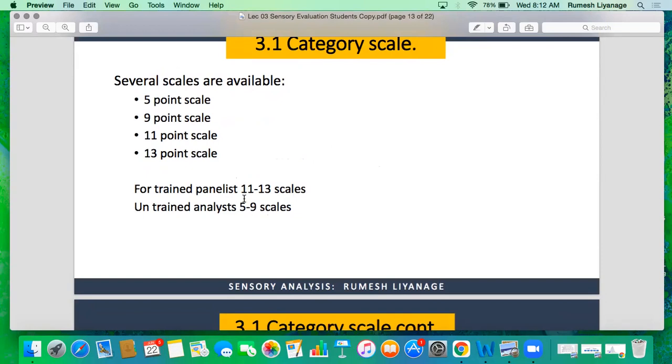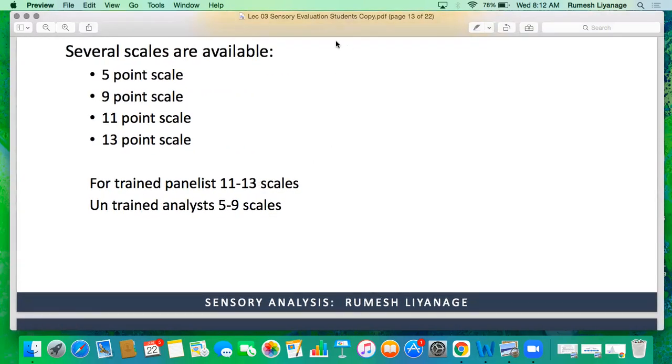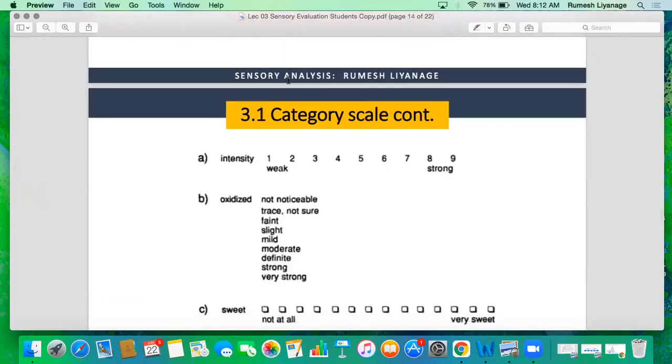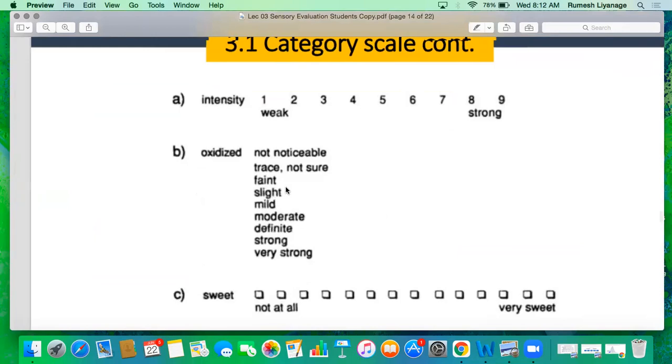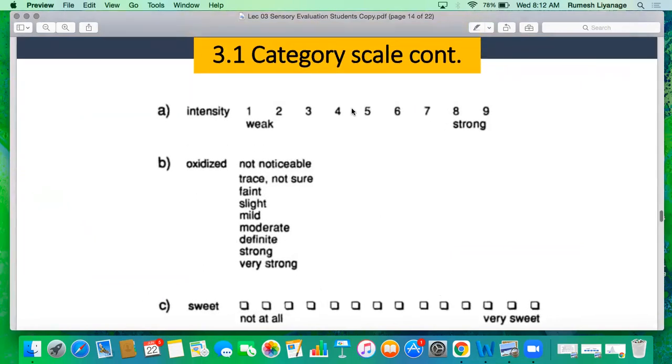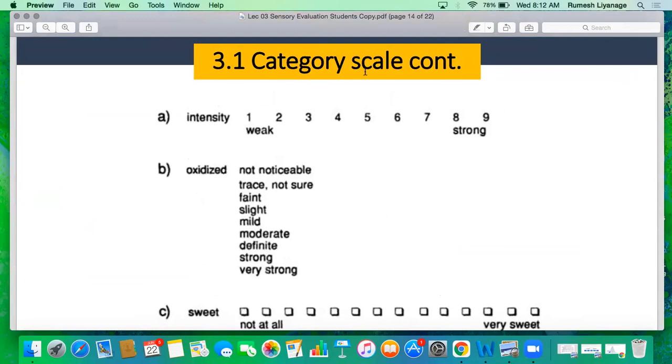For untrained, you can see 5 to 9 as we have discussed. So basically we are not going to use descriptive methods for untrained, but you can use, no problem. As I told you, these are a very big area, very good scope. And category scale, very similar, right? As I told you, very similar. Here also you can see category scale.